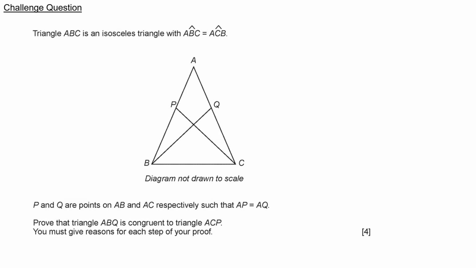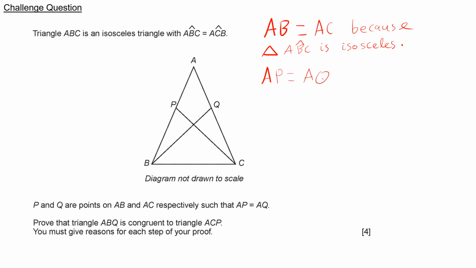The first thing we should notice straight away is that AB is equal to AC, because the triangle ABC is isosceles. We should also know that AP is equal to AQ. That's given to us. And if we look at the triangles that we're actually trying to prove are congruent, it's ABQ.